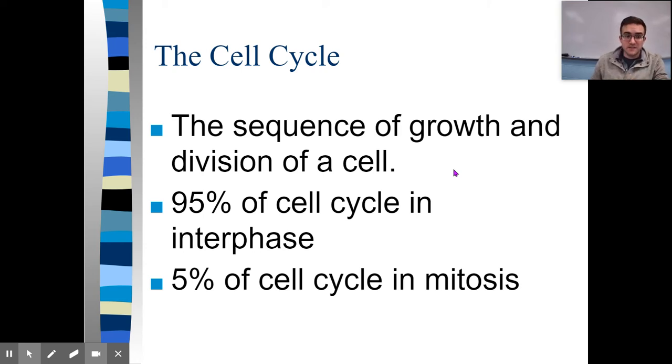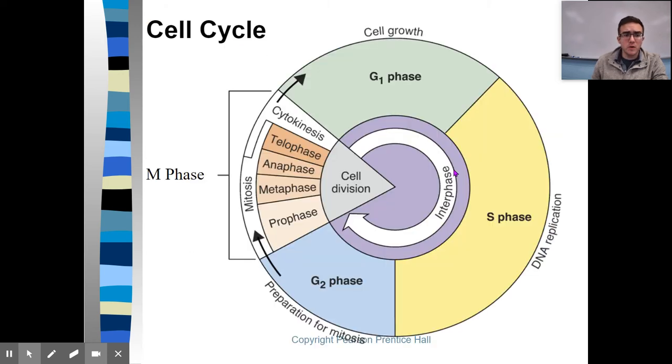So 95% of a cell's life is going to be spent in interphase, and then 5% of a cell cycle is going to be spent in mitosis. So most of a cell's life is spent in interphase. So what does that look like? Well, this is what it looks like.